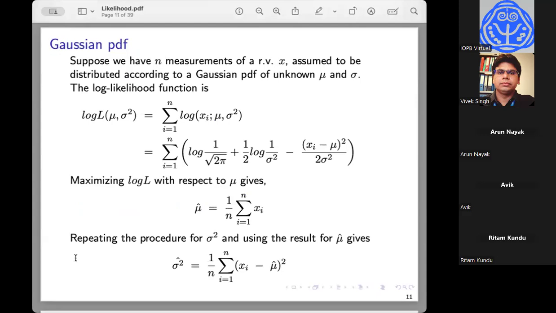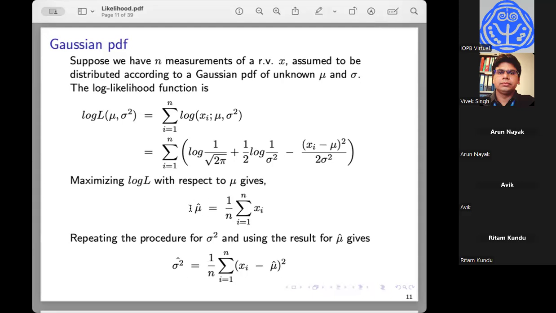Now let's discuss the Gaussian PDF. We discussed the exponential PDF, now we can discuss the Gaussian PDF. Suppose we have n measurements of a random variable x, which are assumed to be distributed according to the Gaussian PDF with unknown mean and sigma. For this PDF you can calculate the log likelihood function, which will be like this. If you maximize this log likelihood, you will get the ML estimator for mean and sigma.